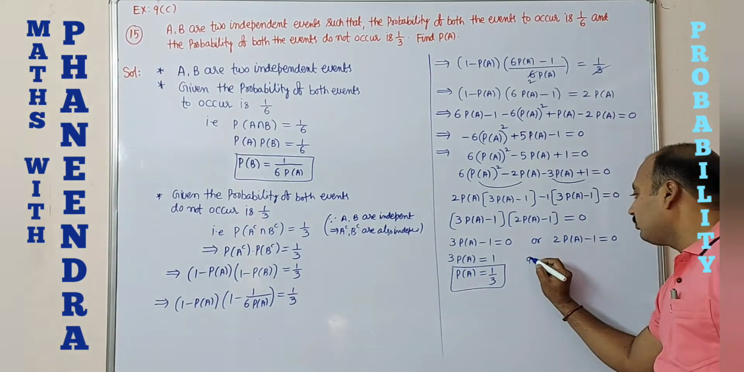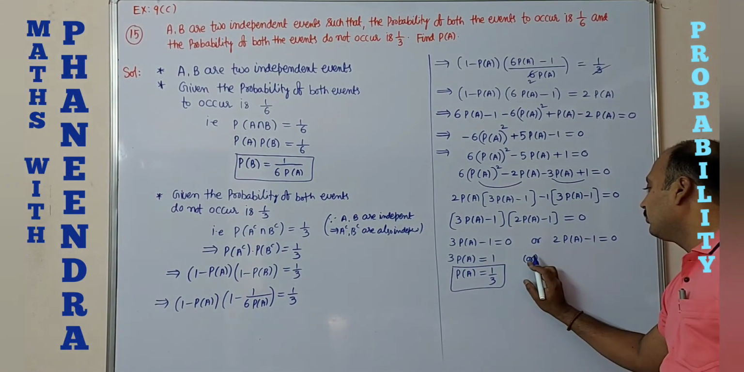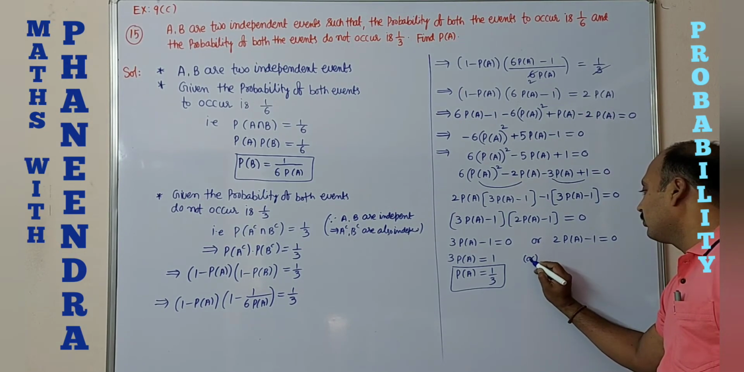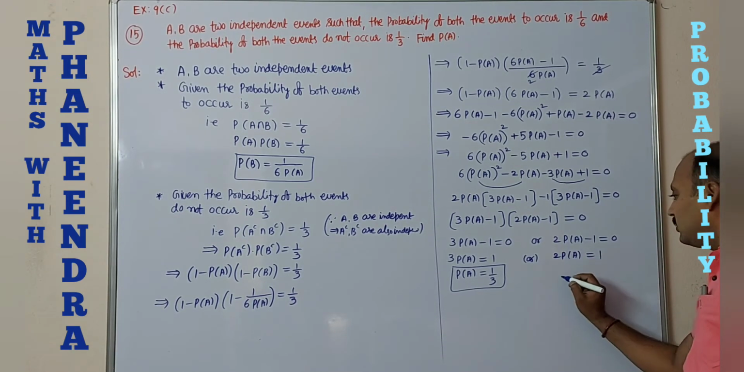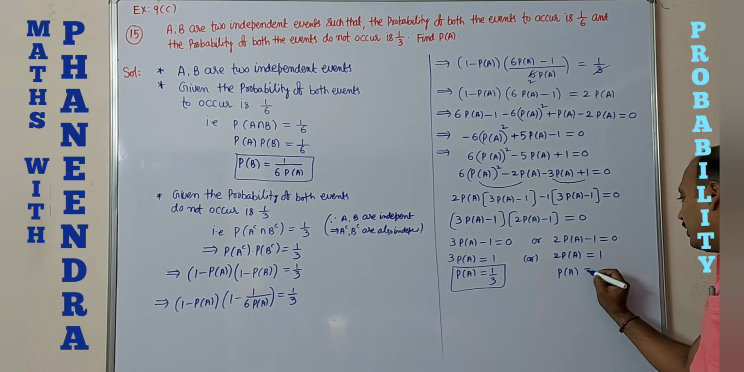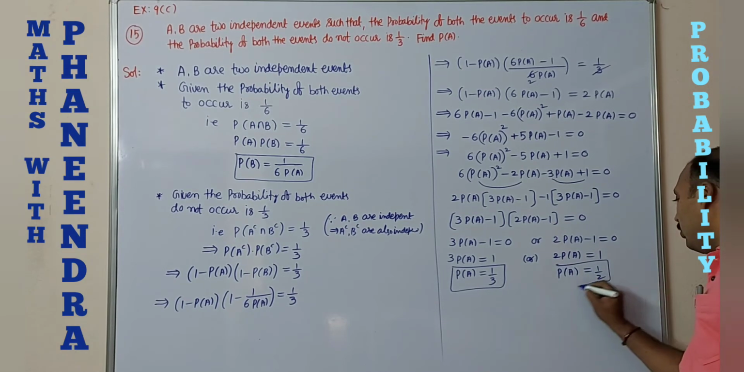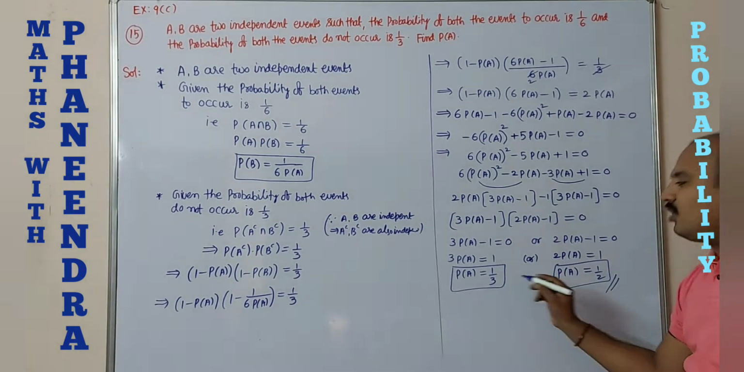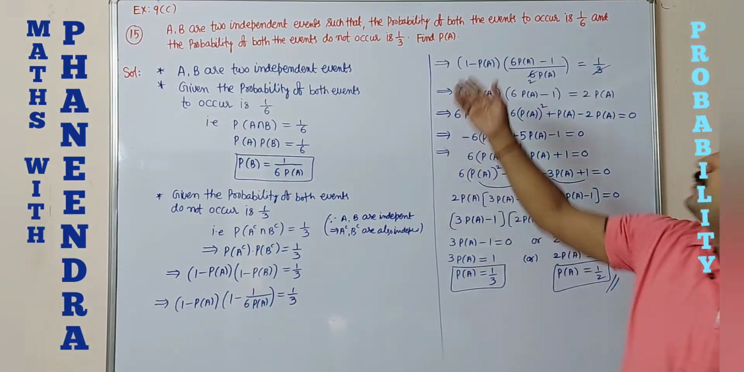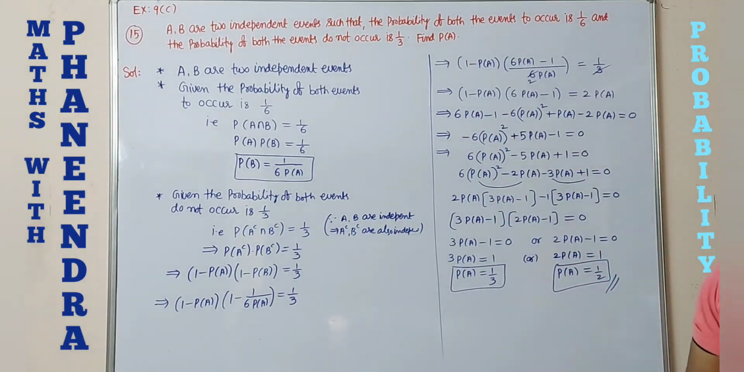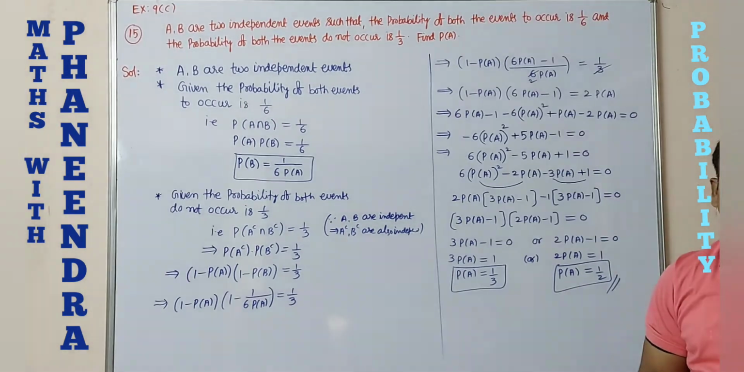Or 2 P of A is equal to 1. So P of A is equal to 1 by 2. Either the value of P of A is 1 by 3 or 1 by 2. Therefore, the possible values of P of A. Find P of A, they are saying now. So we got either 1 by 3 or 1 by 2. Both the possibilities are there.